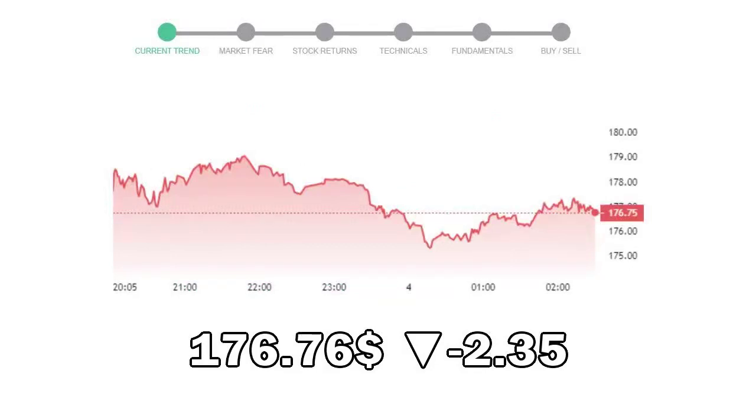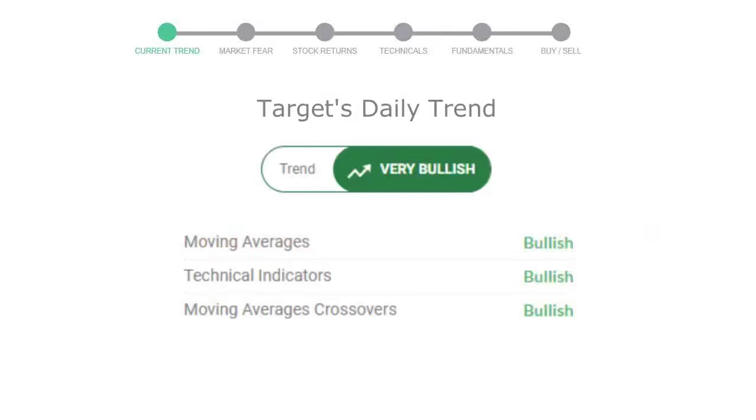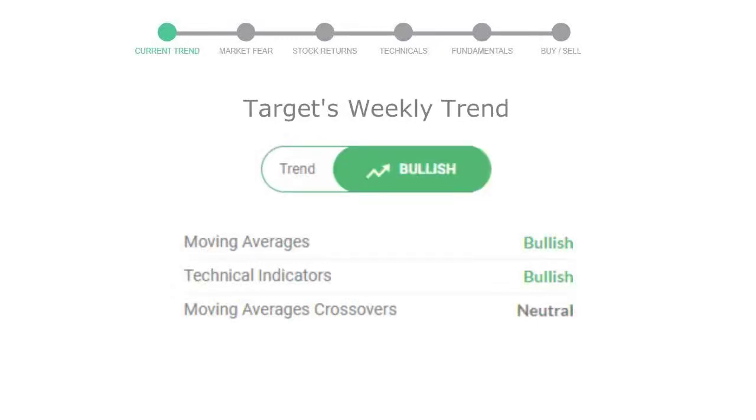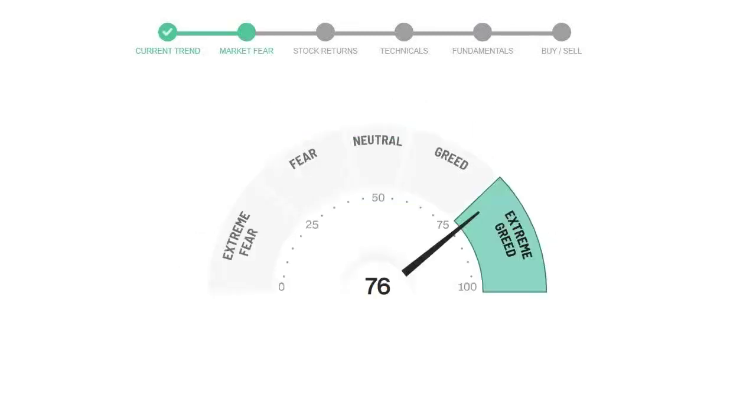Let's look at today's trend indicators. The moving average is bullish. Technical indication is in uptrend, and the overall daily trend for the stock is very positive. Looking at weekly analysis, the weekly stock trend is positive. Today's market fear and greed index is 76, which indicates extremely greedy emotion in the public sentiment. We usually look at this indicator to make our buy or sell decisions better.